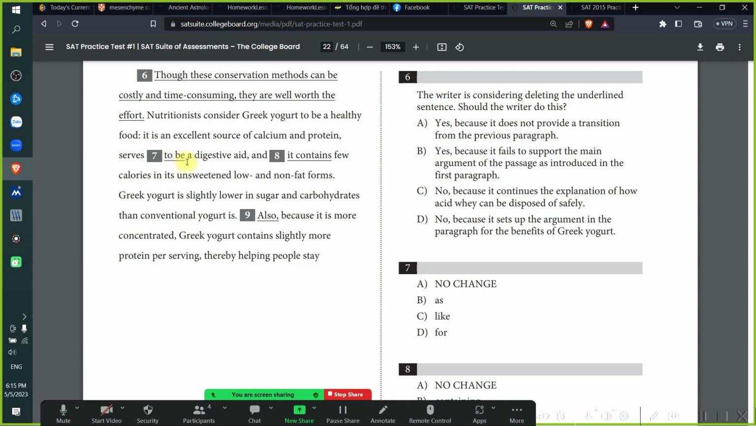Serve as something, not serve for or serve like or serve to be, you know. They serve as a digestive aid. So basically it talks about the role of the Greek yogurt, the role of the excellent source of calcium protein in the body. It served as a digestive aid.